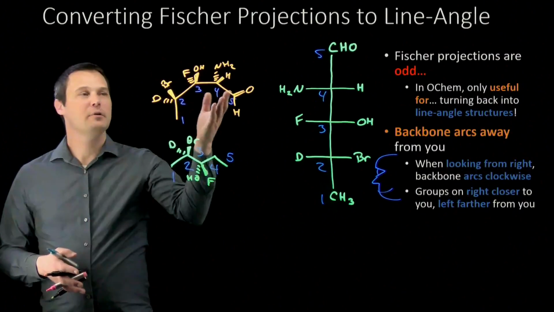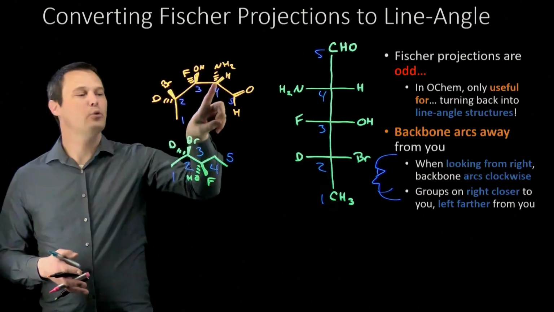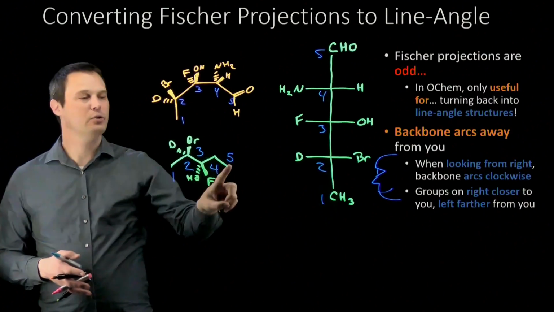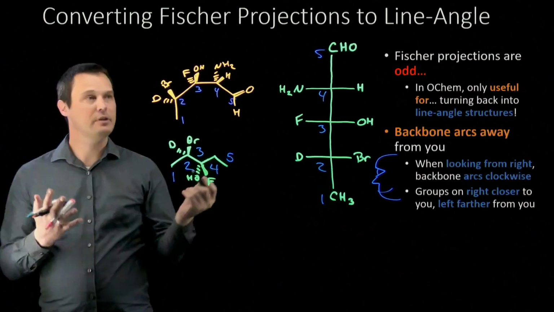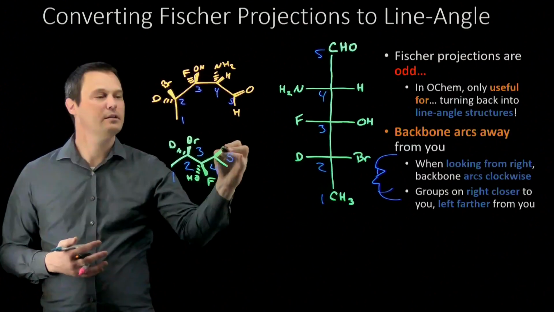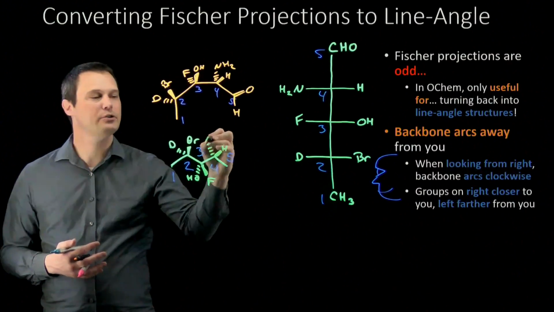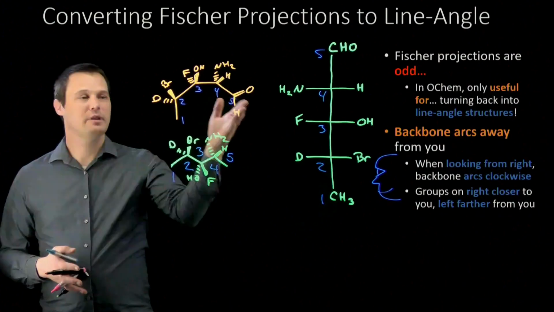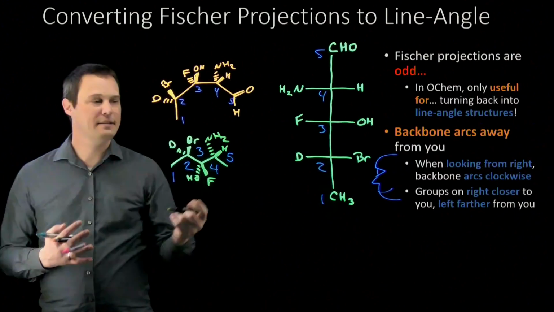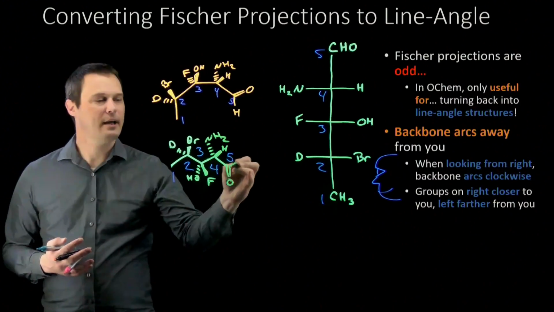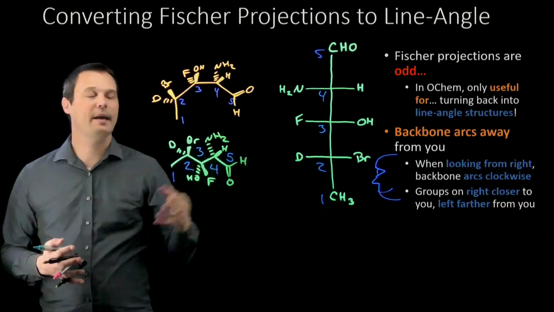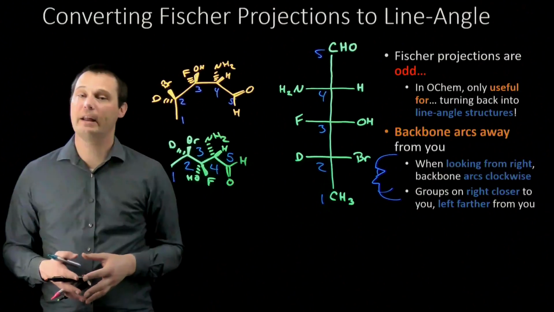For carbon number 4, it's going left to right, and it's an arrow pointed up. In the line angle structure, it's also going left to right, and it's also an arrow pointed up, so these wedge dash notations are going to be retained. The hydrogen will still be on a wedge, and the NH2 group will still be on a dash. We'll finish with the end carbons. Carbon number 1 can still be implied CH3. Carbon number 5 is still the aldehyde, and we can still draw that in, and now we have the Fischer projection in the zigzag line angle structure version.